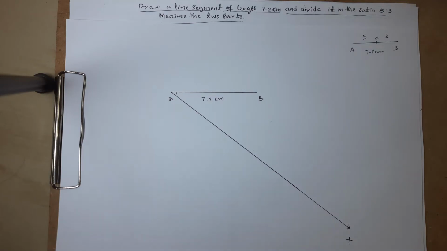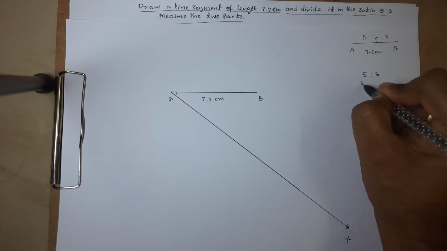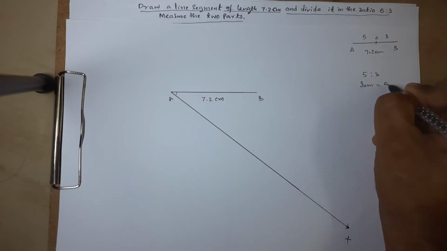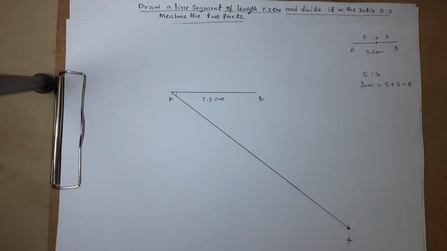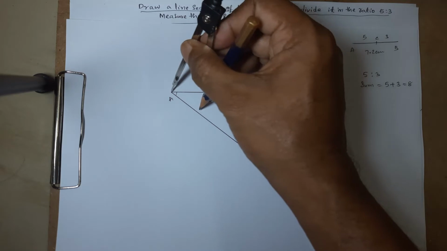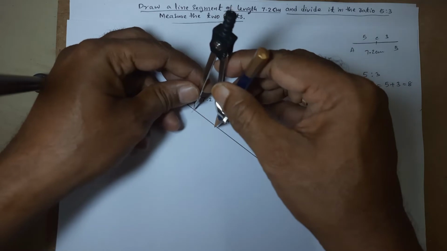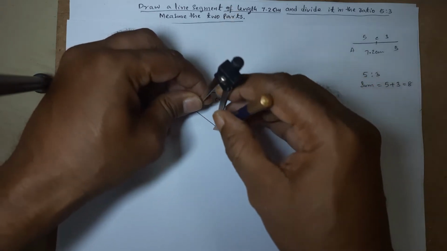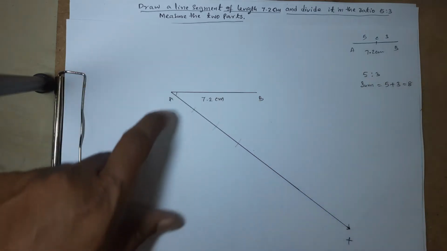Now what you have to do is, what is the ratio given here? In which ratio we have to divide this line segment? 5:3. So what is the sum of the ratio? Sum means plus: 5 plus 3 is equal to 8. So my dear students, here on this ray, not dividing actually, mark 8 points with equal parts like this. Just mark 8 points on this ray.